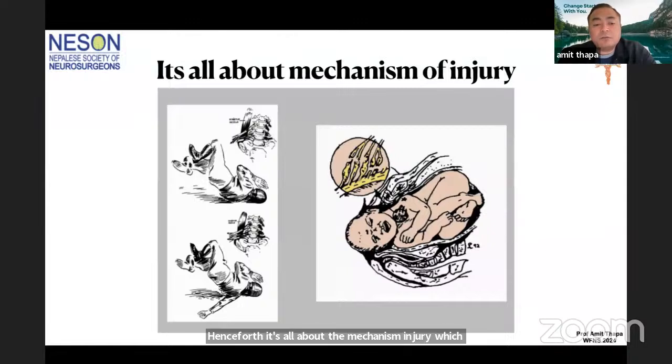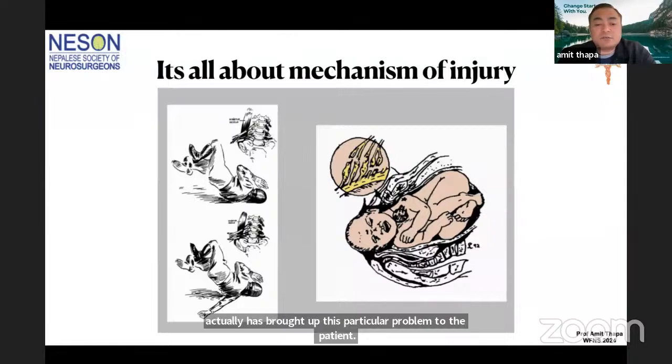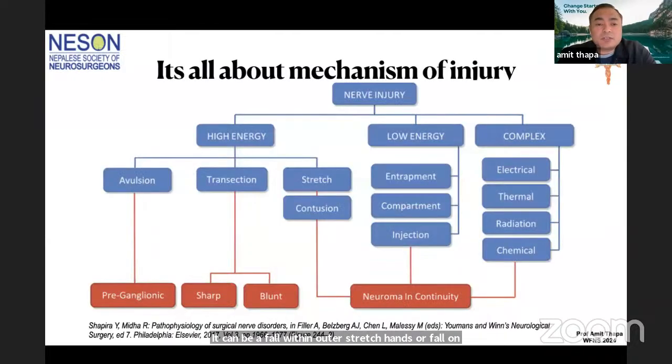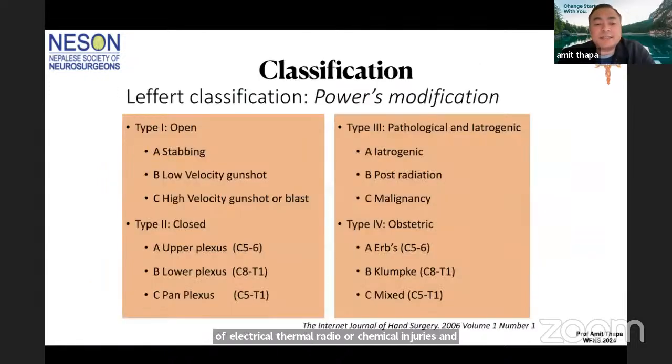It can be a fall with outstretched hands or a fall on the shoulder, even when the baby is coming out of the mother's womb. Because of this, the mechanism of injury has been classified as either high energy, low energy, or complicated ones, which can be because of electrical, thermal, radiation, or chemical injuries. And subsequently, the injuries it produces are of a varied type.